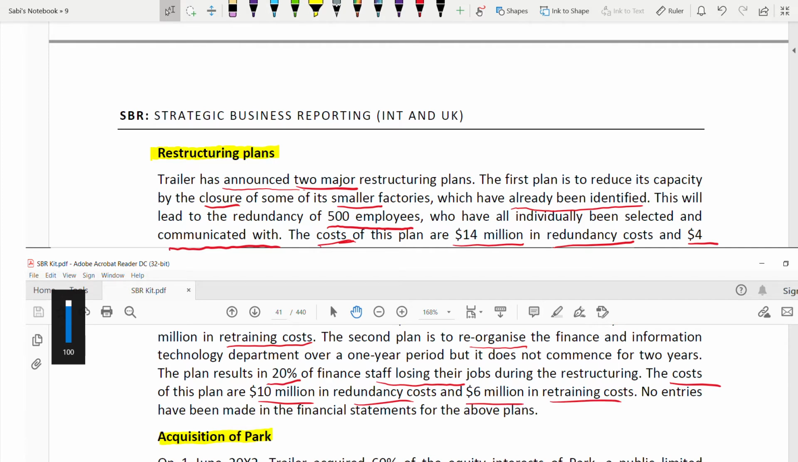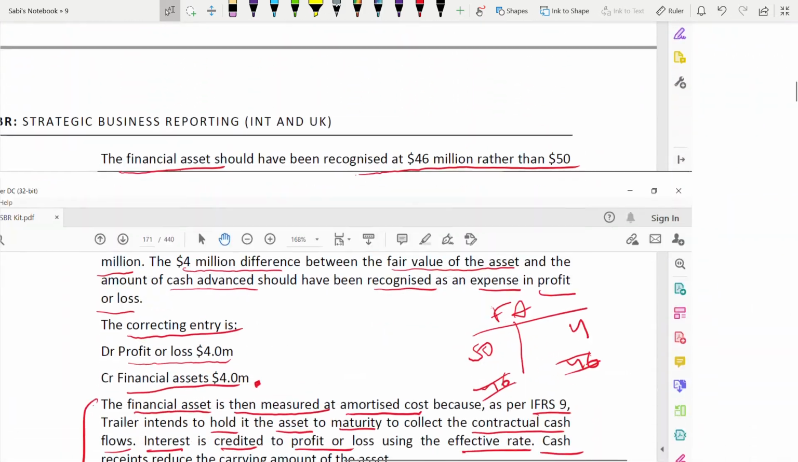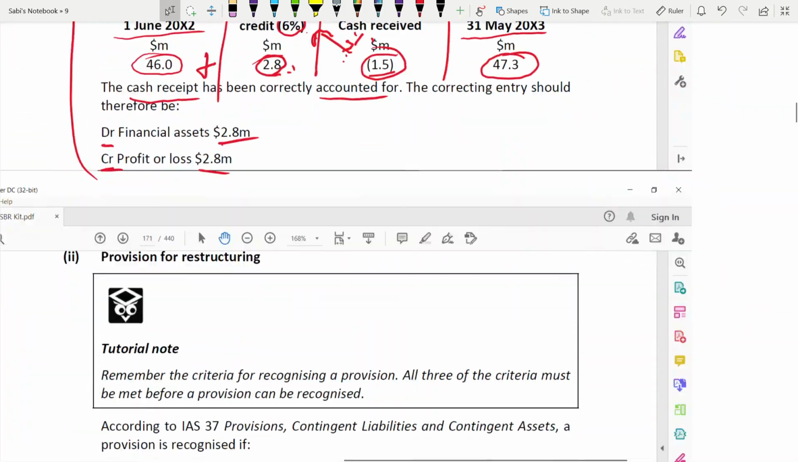Okay, no entries have been made in the financial statements for the above plans. When this statement is there, definitely then you have to make an entry. That means for the restructuring part, whether the first plan or plan two, no accounting entry has been made. So you need to make the accounting entries. Now let us read, since we have read the requirement, how this will be dealt with in the financial statements.